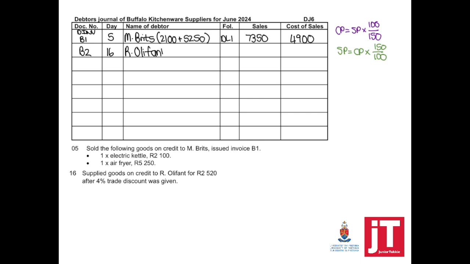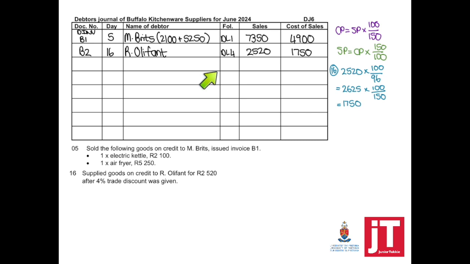So we start off by completing the source document, number B2. This must be in numeric order, so that I don't need to tell you the source document number. You should know that it's in numeric order, so the next number would be B2. Who purchased from us? A. Olifant, and the selling price was 2,520. But now this is the challenging part, how to calculate the cost. The cost price is always calculated on the original selling price. That's why we need to first calculate the original selling price by taking 2,520 times 100 divided by 96. And then we can say times 100 divided by 150 to get the cost.